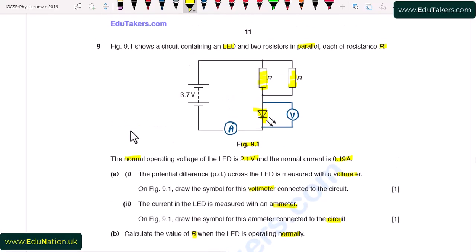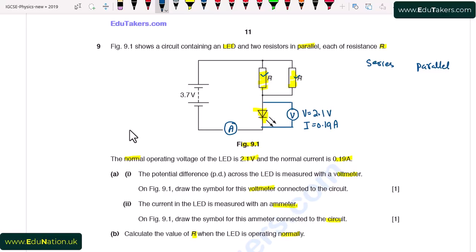So in the figure 9.1 we can see that both of these resistances are in parallel combination and this combination is in series with the LED. So the potential through the LED is 2.1 volt and current is 0.19 ampere. So first of all, I write here that in series combination and in parallel combination, which quantity changes and which remains same.